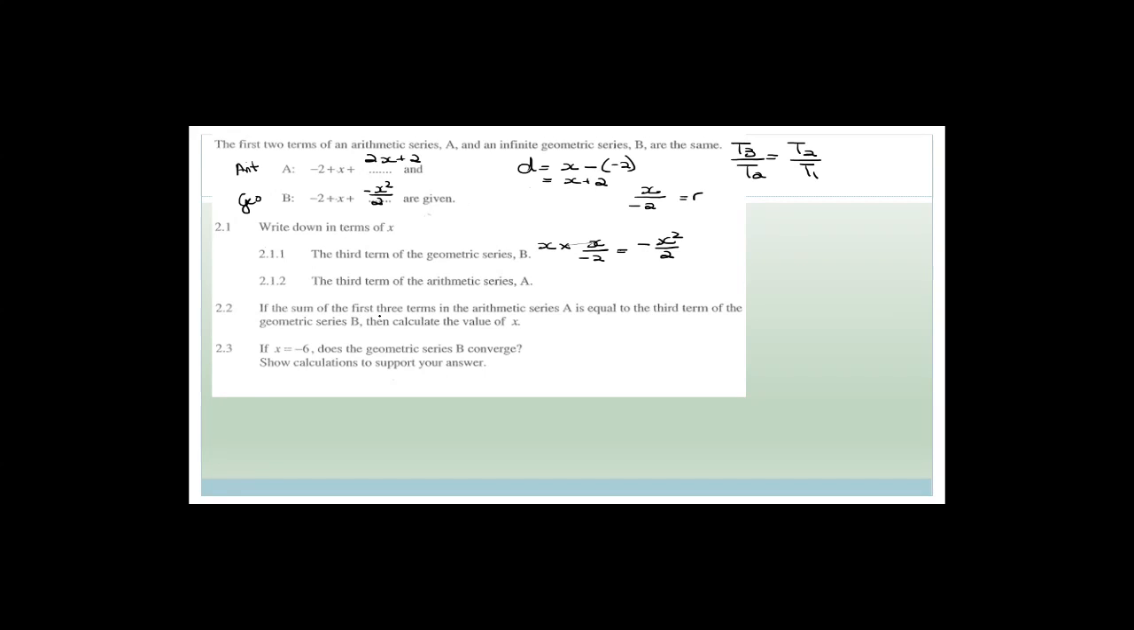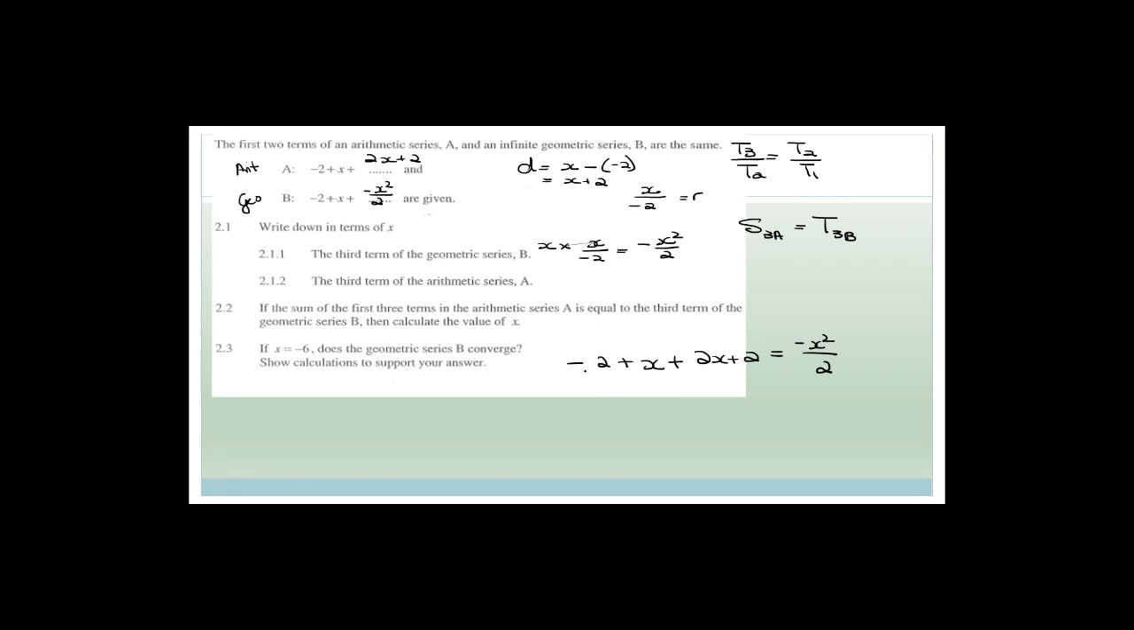Now it says if the sum of the first three terms of the arithmetic series is equal to just the third term of the geometric series, term 3 of b, calculate the value of x. So what are they saying? Normally I'd work out the sum equation, but we don't have to. It's going to be minus 2 plus x plus 2x plus 2 is equal to minus x squared over 2. That's what they're saying, and they say calculate the value of x.